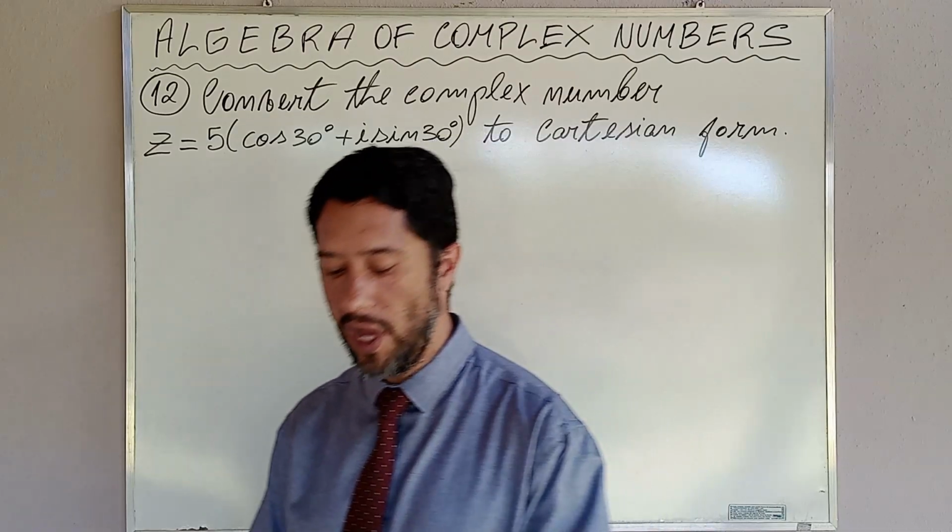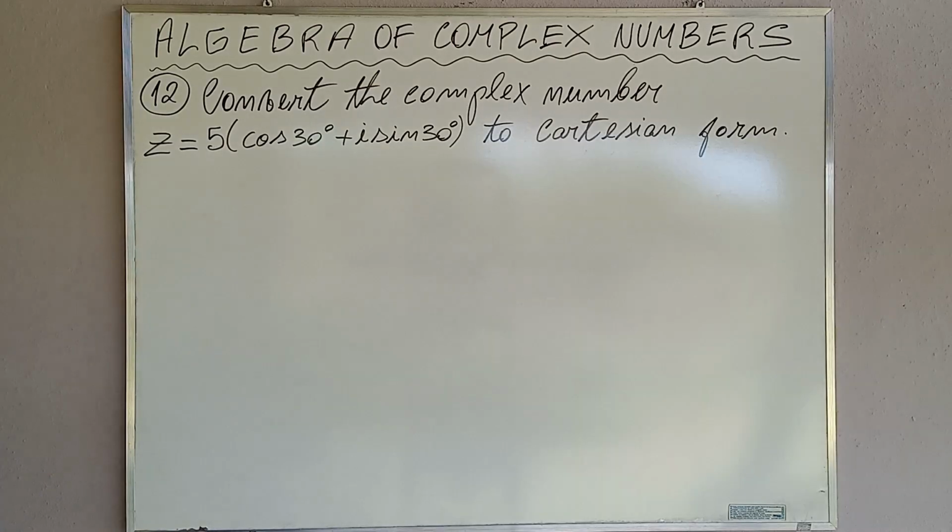Exercise 12. Convert the complex number z equal to 5 times the cosine of 30 degrees plus i times the sine of 30 degrees to Cartesian form. This is the question. Let's go to the solution. To convert this complex number to its Cartesian form, we simply need to know the values of the cosine of 30 degrees and the sine of 30 degrees.